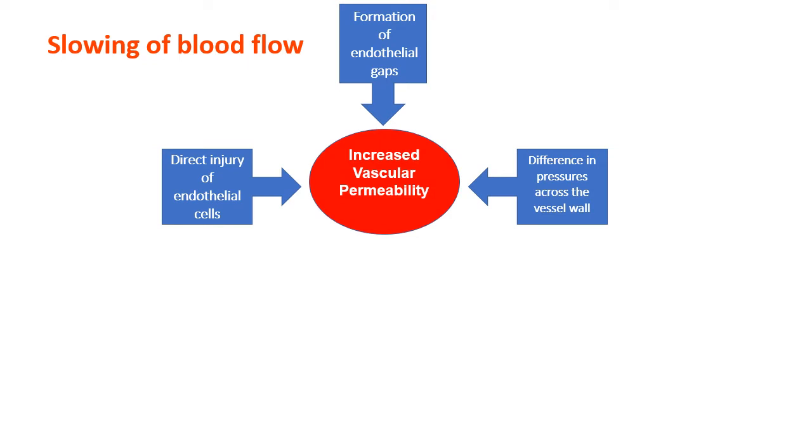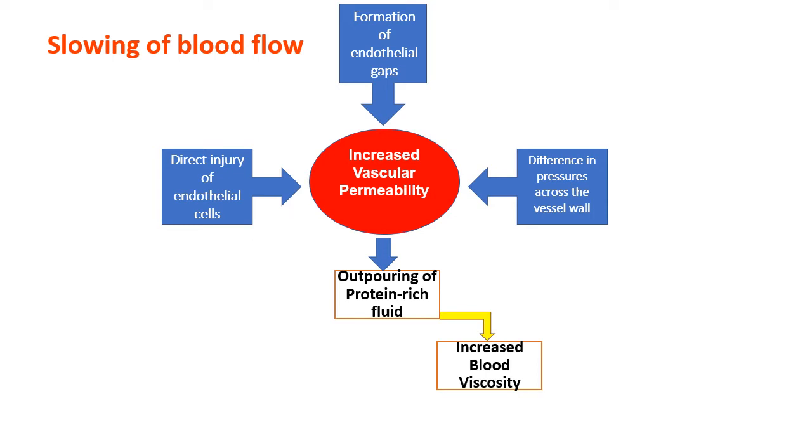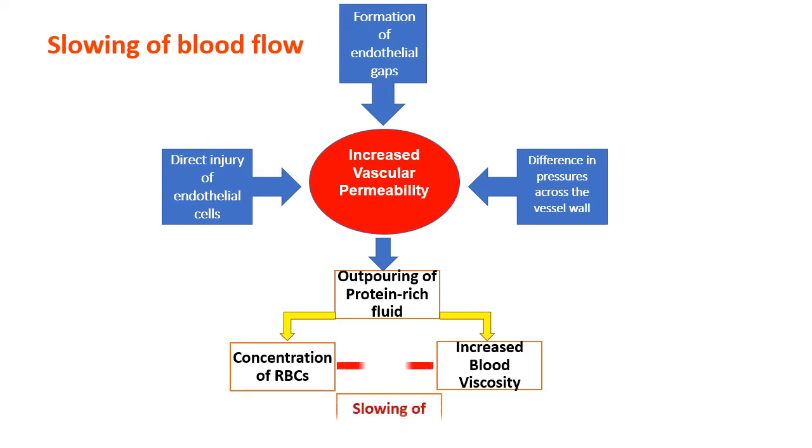All these will result in increased vascular permeability, which leads to outpouring of protein-rich fluid. This will lead to increased blood viscosity and also concentration of RBCs, forming what is known as red sludge. The increased concentration of RBCs besides increased blood viscosity will lead to slowing of blood flow.